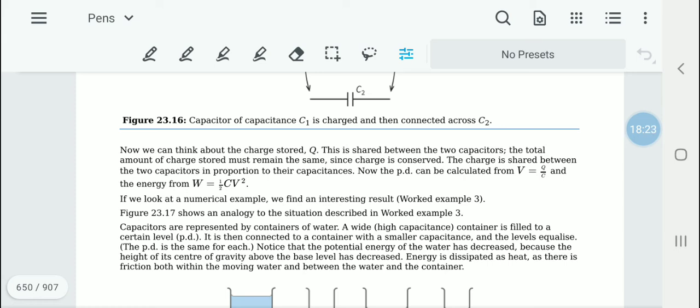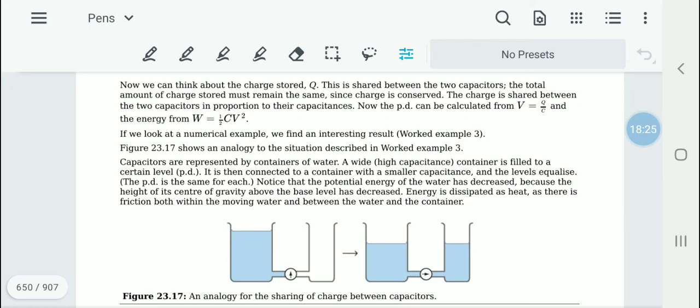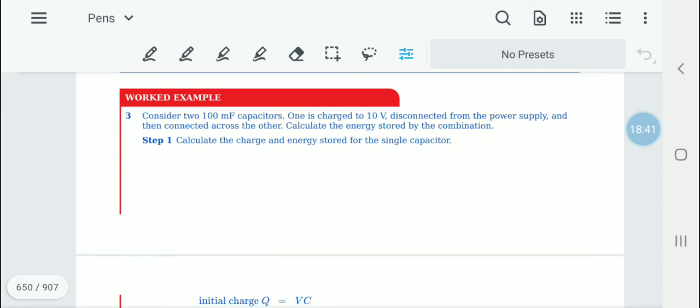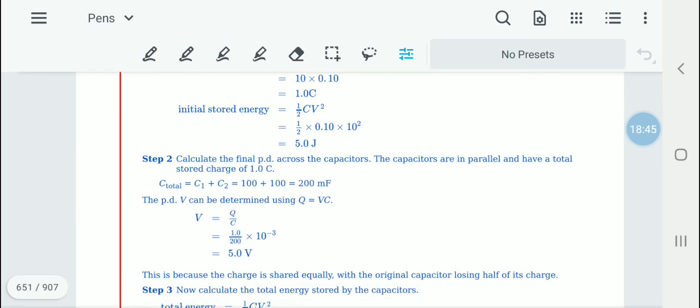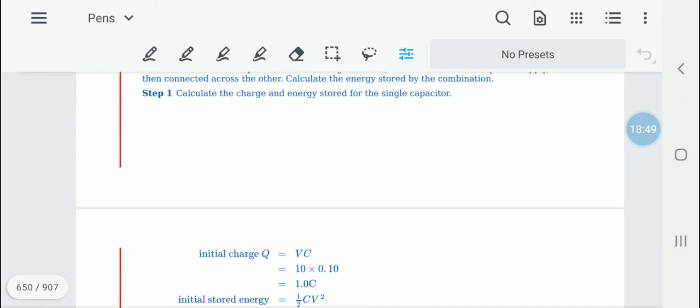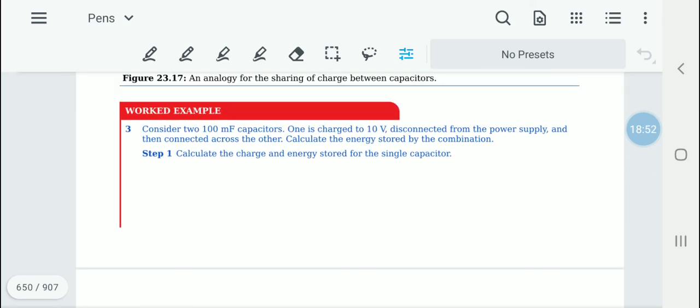However, the energy would be dissipated when this sharing is done, which can be explained as follows. And I want you to write down this worked example. Only this worked example. Other worked examples you don't have to write down. Just write this down, because this is the best example, the best explanation that we can give to explain how this works.